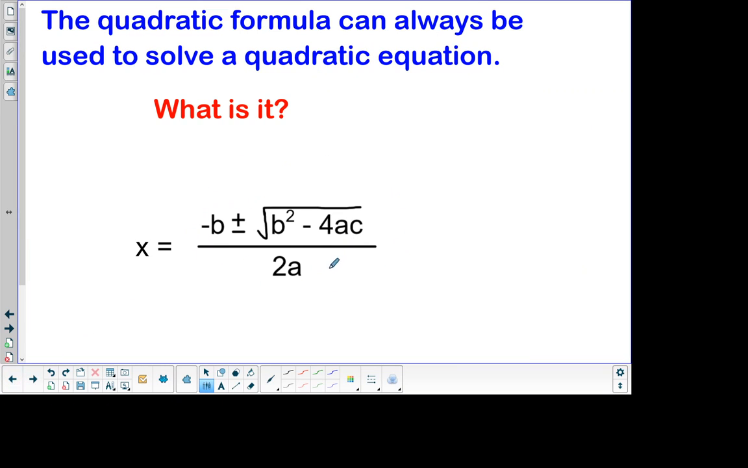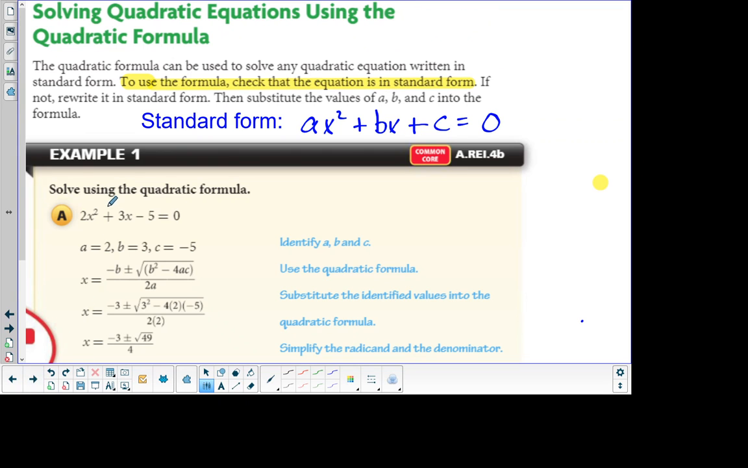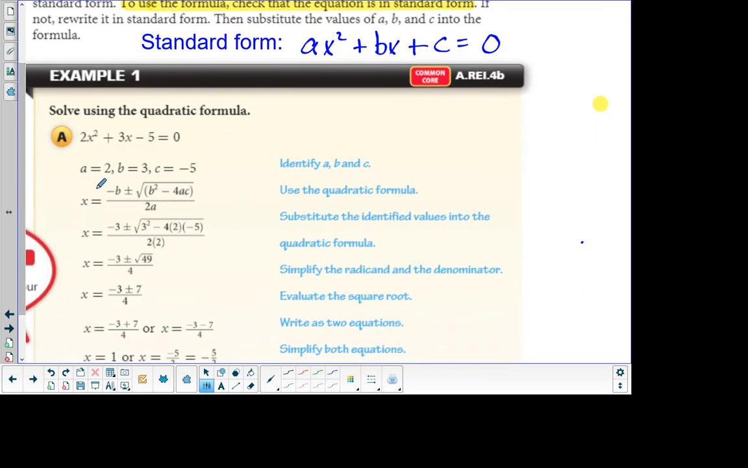Now, just carefully substitute them into the quadratic formula, and that's what they did right here. Negative b, so if b is 3, negative b became negative 3. And then it's plus or minus the square root of b squared minus 4ac. So b is 3, so 3 squared would be your b squared. And then minus 4, your a value is the 2, and then your c value is the negative 5. So they just found the a, b, and c values and substituted them in. And then the denominator is 2 times a. And since your a value is 2, it just becomes 2 times 2.